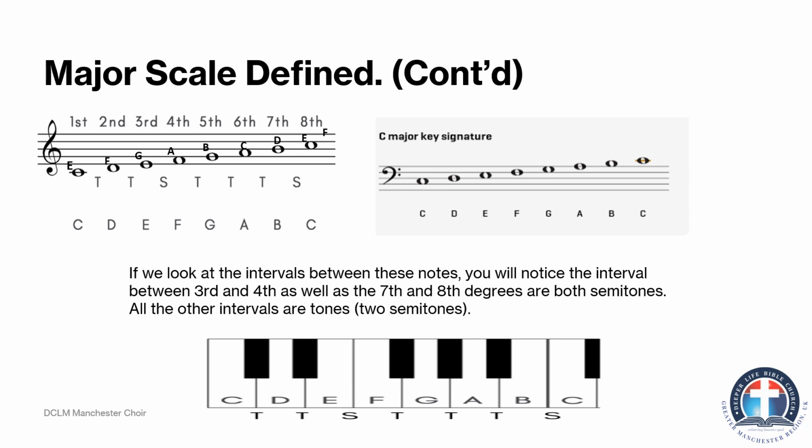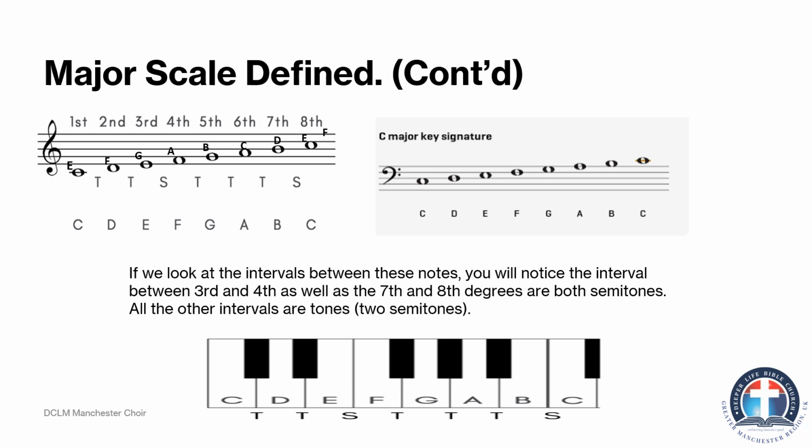But between the E and the F, we do not have any black note. The E there is what we represent as the 3rd degree, while the F is represented as the 4th degree. Also, when we look at it clearly, we discover that the B is representing the 7th degree, while the C is representing the 8th degree.